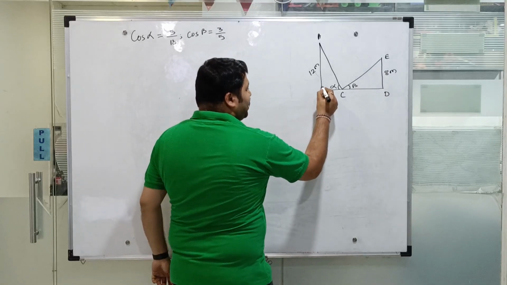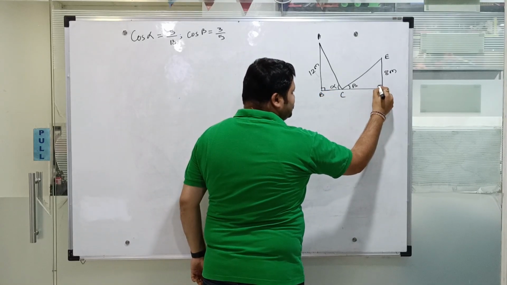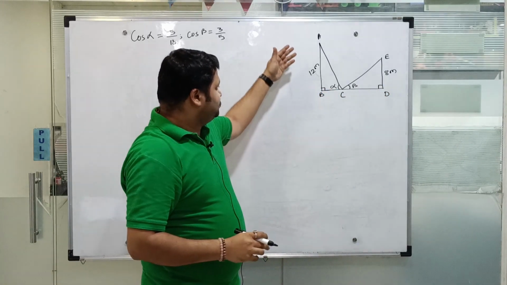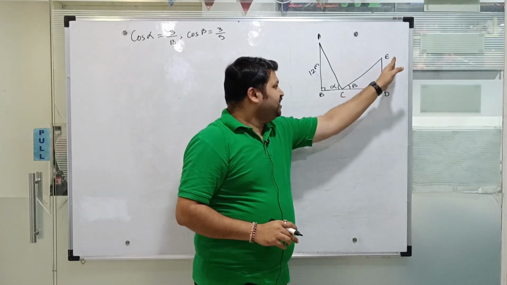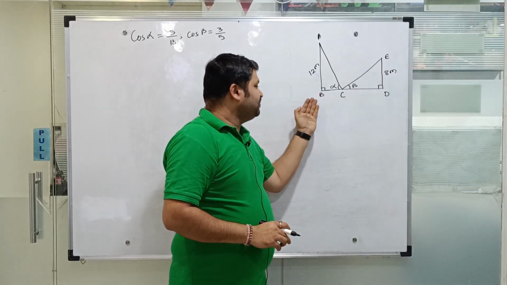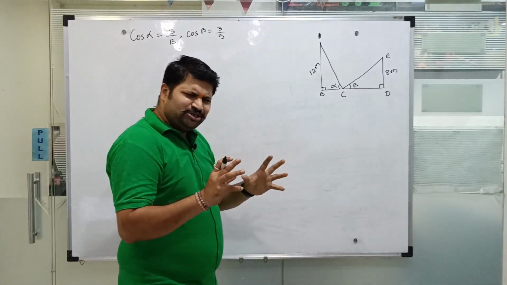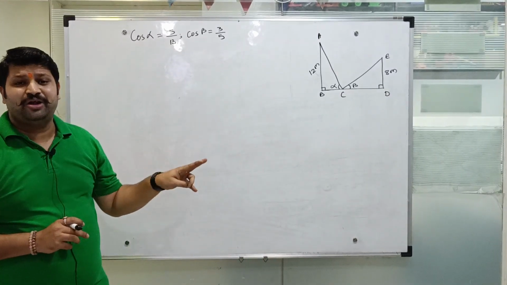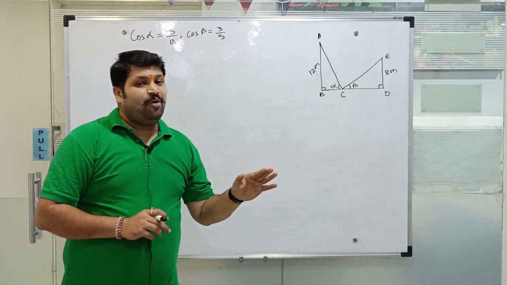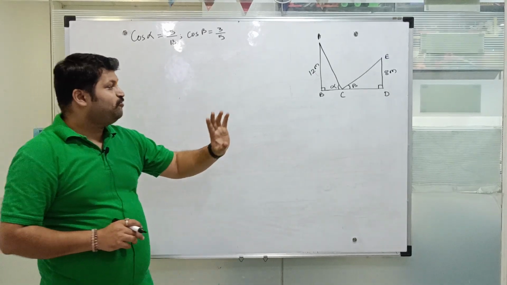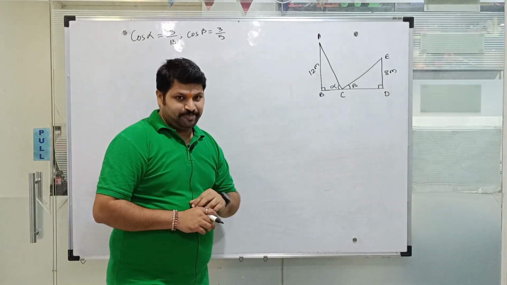The angles at B and C are right angles, AB is 12 centimeters, ED is 8 centimeters, and we have to find the value of BD. Now it looks slightly tricky because there are two triangles that we have to deal with. However, it becomes a lot easier if you deal with the triangles separately.